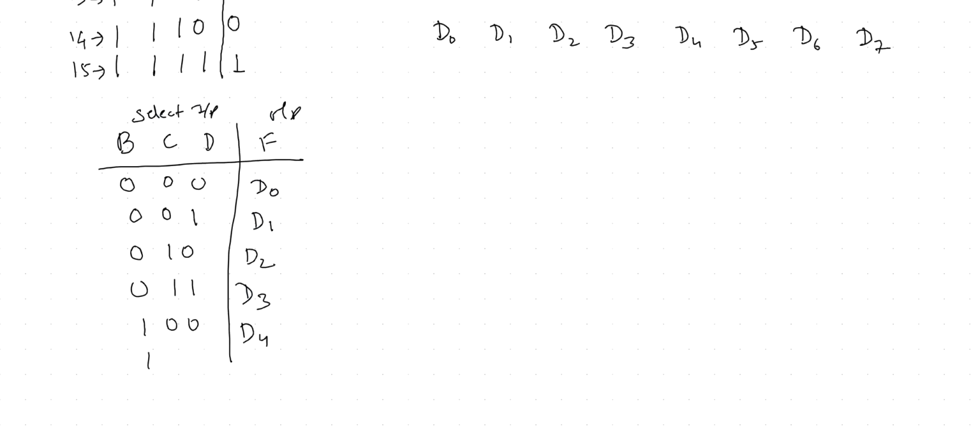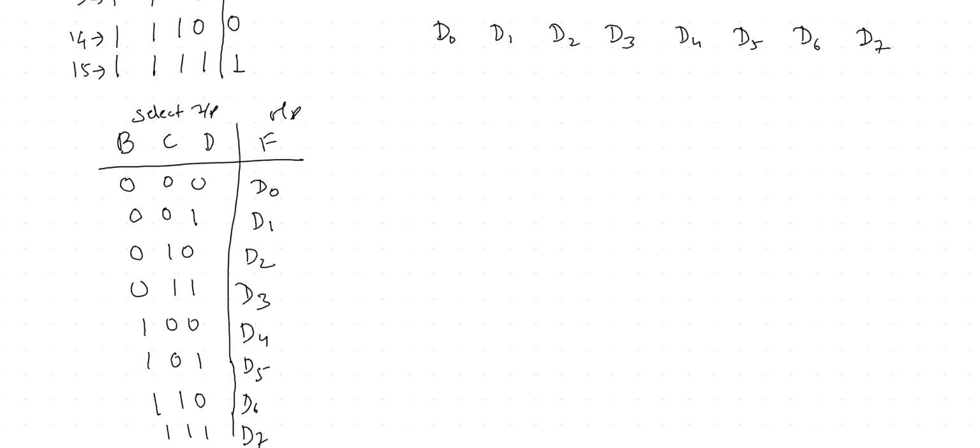1, 1, 0, D5 will be selected. Sorry, wait a second. After 0, 0, the sequence is 0, 1. Okay, so it is 1, 0, 1, D5 will be selected. And after this 0, 1, it will be 1, 0. Your D6 will be selected. And 1, 1, 1, your D7 input will be selected and you are getting this across the output.